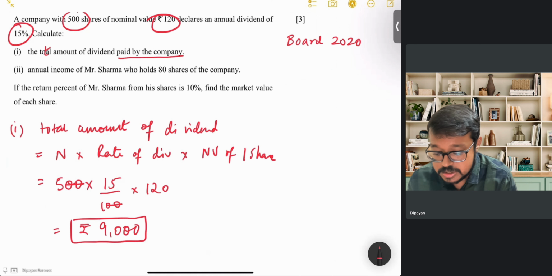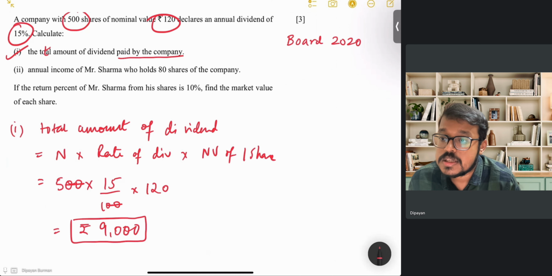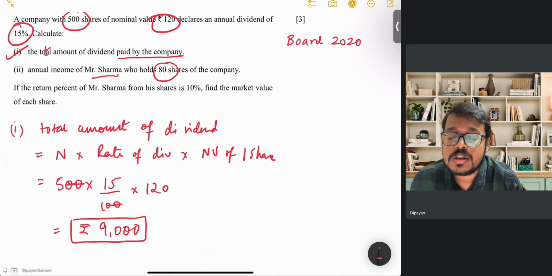There's the first part. Then for the second part, they're asking us to calculate the annual income of Mr. Sharma, who holds 80 shares of the company. So again, calculating annual income is same as calculating total dividend. So it's the same formula, only we have to now change the number of shares from 500 to 80 and we will get the answer.